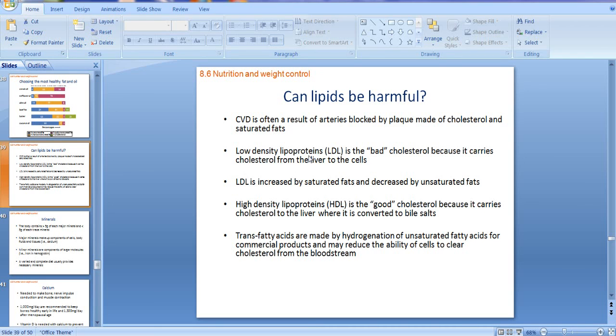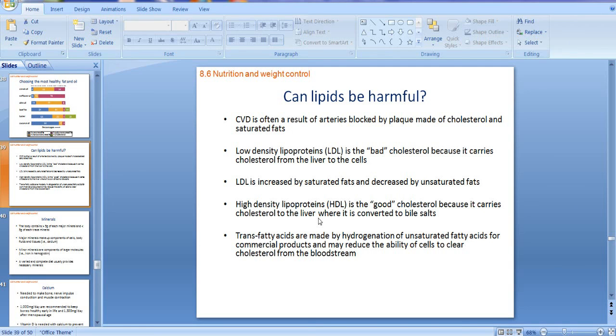Now LDLs are low density lipoproteins, so those are lipids with proteins attached to them. They're considered bad cholesterols because they take the cholesterol from the liver to the cells. Okay, so if you eat saturated fats, it makes your LDLs go up, but if you eat unsaturated fats, your LDLs go down.